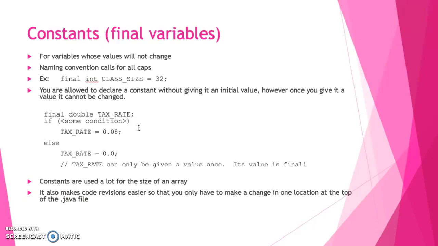A common way that constants are used is for the size of an array, because as we know, the array size is not changeable. And another pro to a constant is that they're usually listed at the top of our program, and it makes code revisions much easier because you only have to look at the top of the program to find out where those constants are to change them.